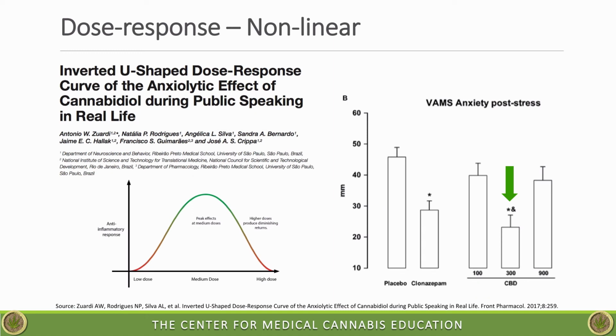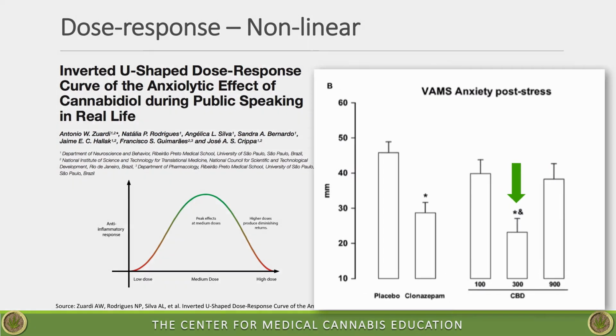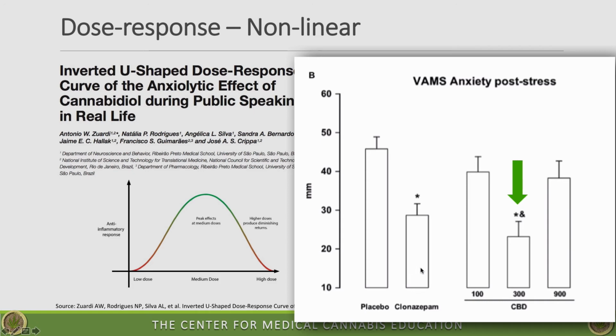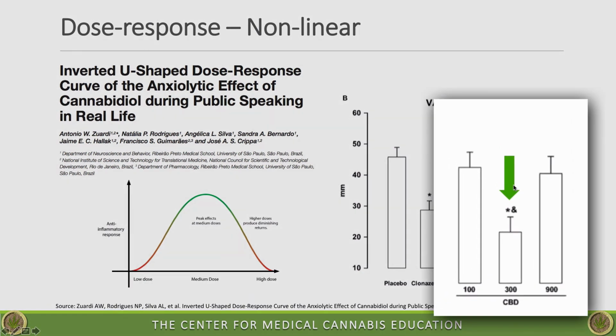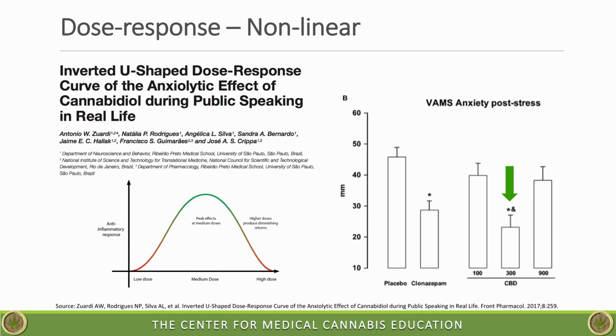This study was a double-blind, placebo-controlled study investigating the anxiolytic effects of CBD in patients with social anxiety. There were 5 different groups. There was a placebo, a clonazepam, and then 3 groups of CBD at different dosages, 100, 300, and 900 milligrams. And notice that the 300 milligram dose of CBD led to greater reductions in post-stress anxiety than both the 100 and the 900 milligram doses. And this difference was statistically significant when compared to both the placebo and the clonazepam.